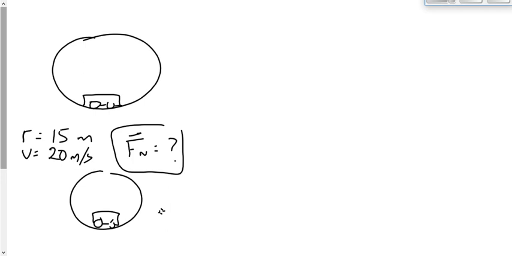Sorry. One should be at the top and one should be at the bottom. And yeah, there should be a mass here as well. We'll just go mass of the person. We want to find the normal force acting on the person inside. And the mass of the person is going to be 70 kilograms at the top and at the bottom.